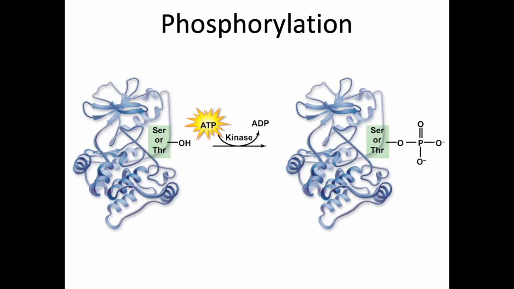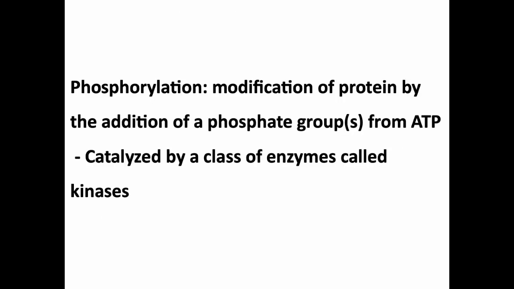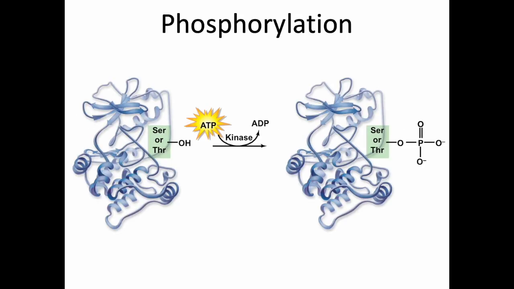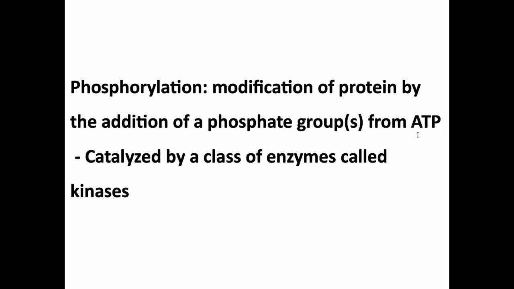Phosphorylation involves a phosphate group, as maybe you could infer based on the name. Phosphorylation is where we take a phosphate group from ATP, take it off of ATP, it becomes ADP, and we attach that phosphate group to the amino acid of a protein. So phosphorylation is when we attach a phosphate group to a protein. If I want to define that more formally, phosphorylation is the modification of a protein by the addition of a phosphate group or groups, this is showing just one, sometimes it's several, from ATP.